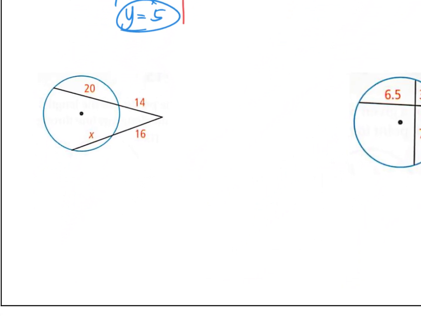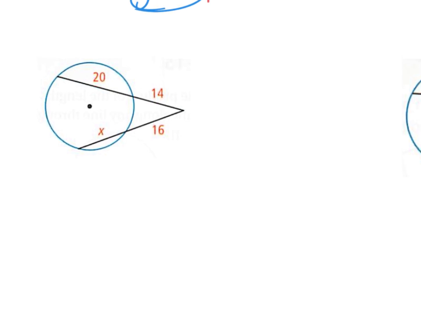Okay, let's look at this example. More examples for understanding.